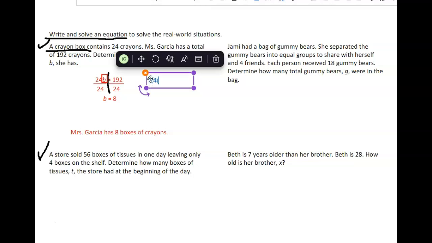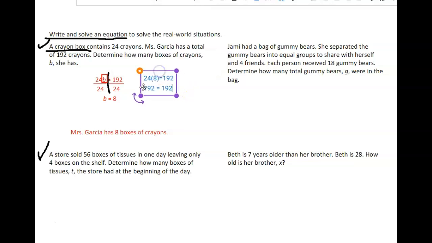Please remember to check your solutions and see if they are correct. I hope you did that. If you multiply 24 by 8, you will get 192 equals 192, so your solution is correct. If you got a different number here, plug it in to the original equation to check your work, because no one should get any of these problems wrong. You can always go back and check your solutions.